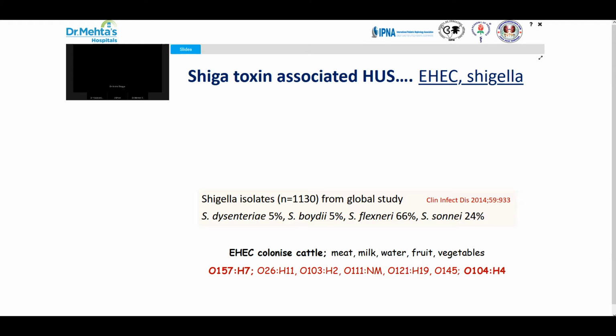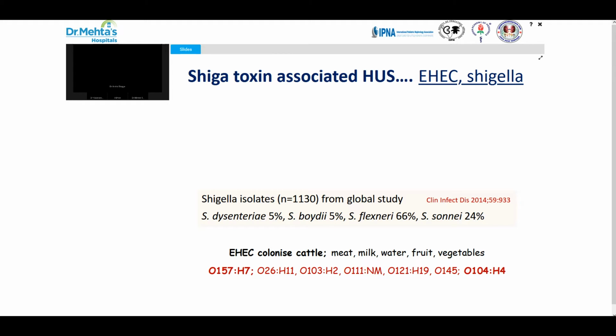Not to say that other Shigella cannot cause it, but overall the proportion of shigellosis seems to be lower in our country. Less than 5% of all diarrheal diseases currently is due to shigellosis. So clearly this has declined, and therefore that's the reason we perhaps do not see so much dysentery. We don't see so much dysentery-associated HUS.